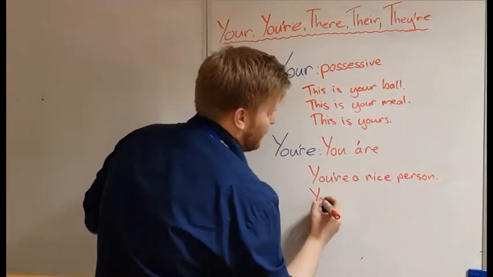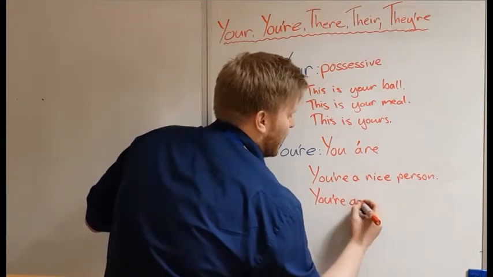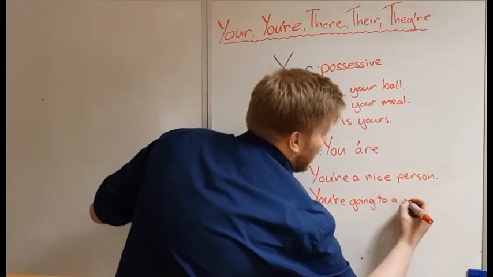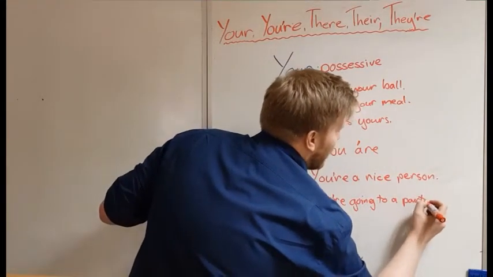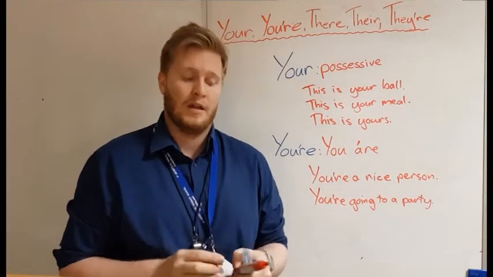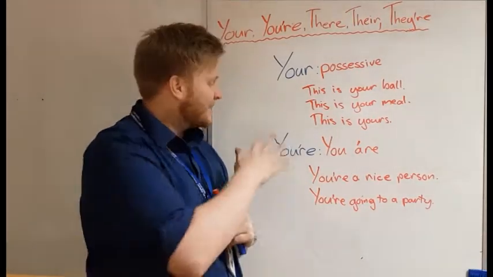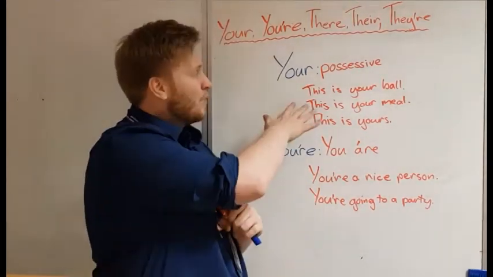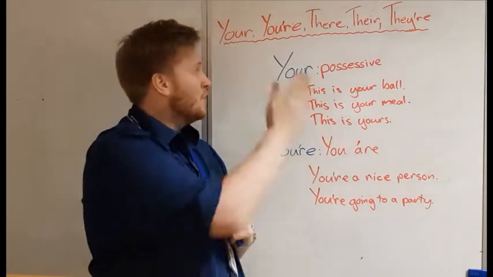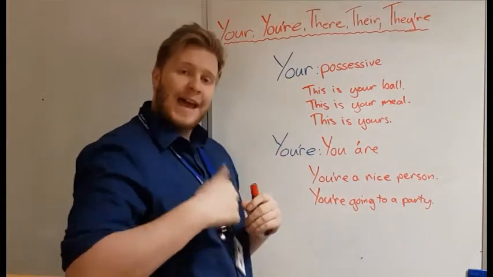Another example, you're going to a party. In that one, we're saying you are going to a party, but condensing it down to you're going to a party. Okay? So when we look at it, just think, can we say you are? Is that you're there for you are? In this one, we couldn't say this is you are ball or this is you are meal. It wouldn't fit in, so we know we're using the other your. Okay? Next thing, we're going to move on to there, their and they're.